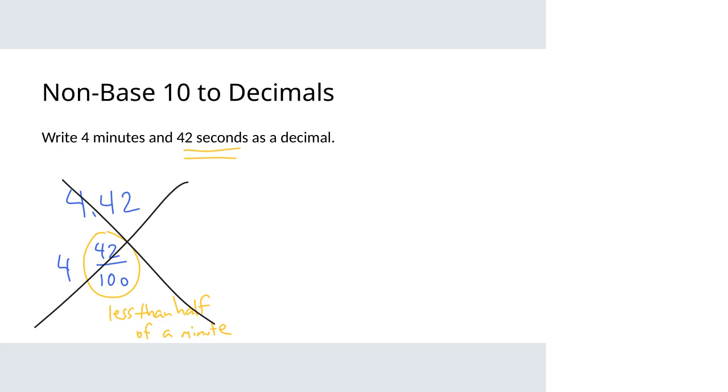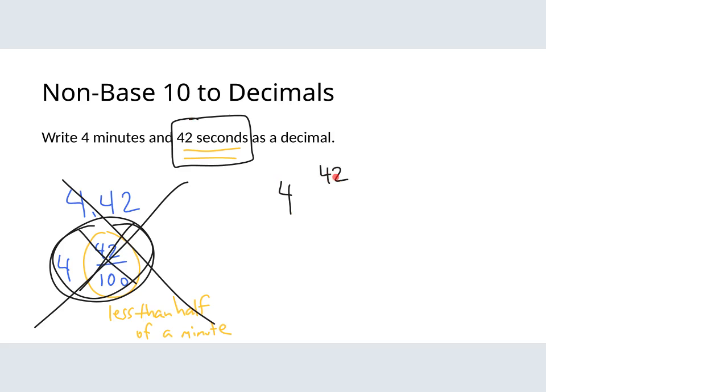Perfect. Thank you, Jessica, Stephanie. Excellent. So this isn't 4 and 42 100ths minutes. Instead, it's 4 minutes, and then 42 seconds would be 42 60ths of a minute. So I have 4 full minutes, and then instead of 42 100ths, it's 42 60ths of a minute.